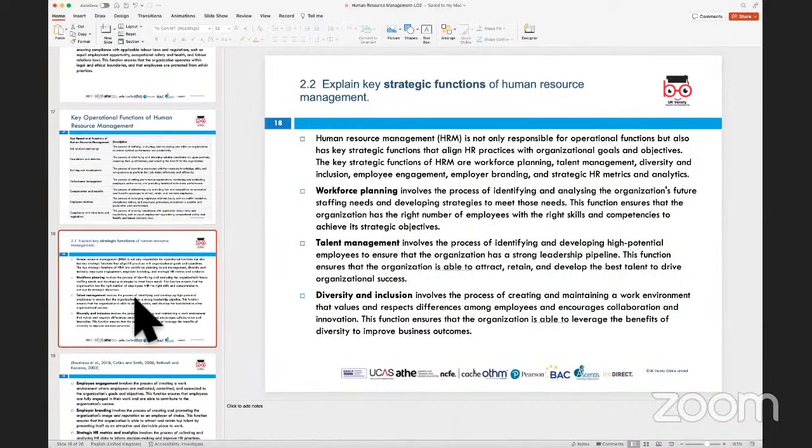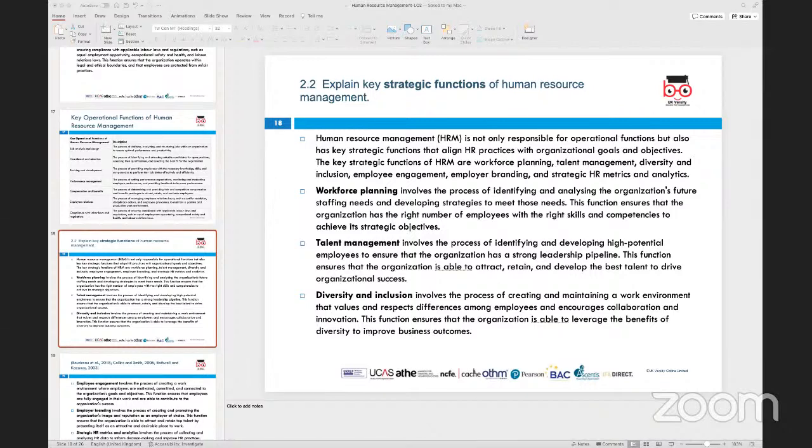Okay, let's look at the second assessment criteria, which talks about the key strategic functions. Now, when we talk about strategic functions, we need to keep in mind that when we talk about strategy, the meaning of the word strategy is a plan of action which is designed to achieve a certain goal and objective in the long term. Now, this long term could be 1 year, 2 year, 3 year, 5 year, 10 year for an organization, depending on, say, for example, the size and scale of the organization.